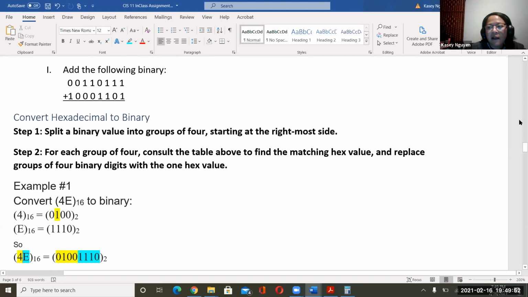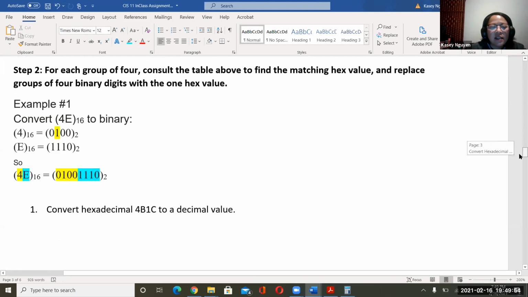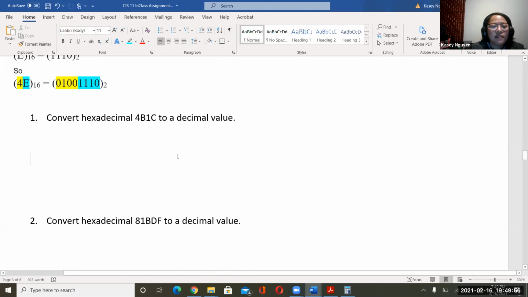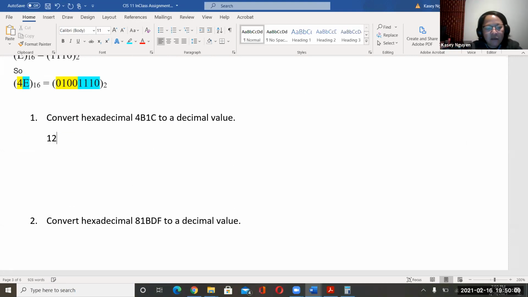Okay. All right, let's try this one. Okay. So we have 4B1C. So let's start with the C. So the C is what? A is 10, B is 11, C is 12.